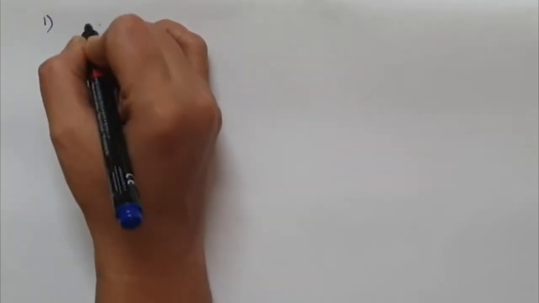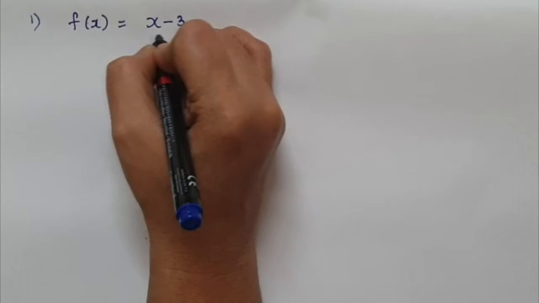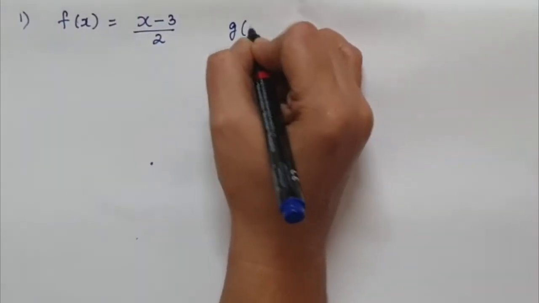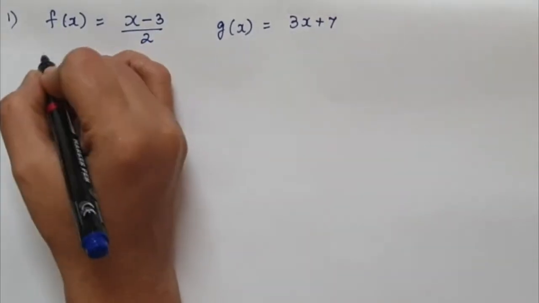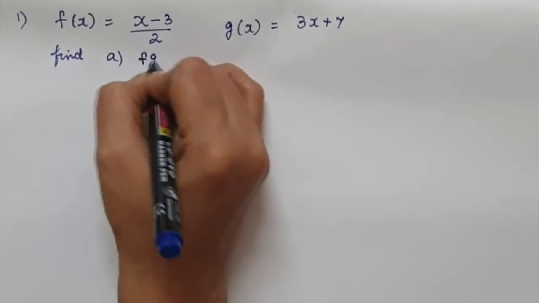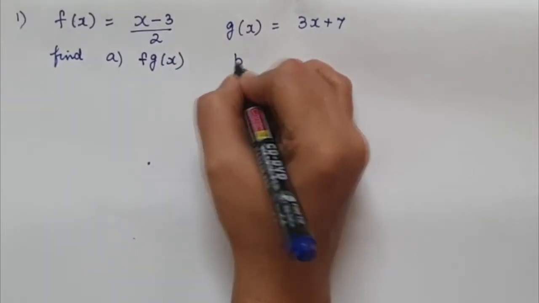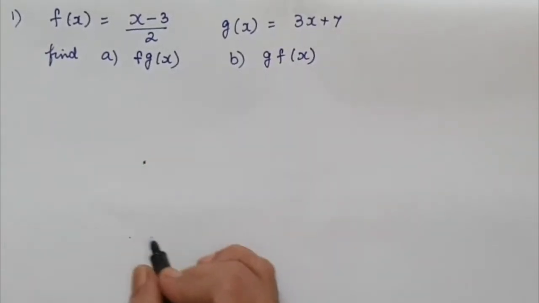Composite functions. In this, we are going to combine two functions together, and that is called a composite function. Now, for our first question, f of x will be equal to (x minus 3) over 2 and g of x equal to 3x plus 7. We need to find A, f g of x, and B, g f of x. These two we have to find.